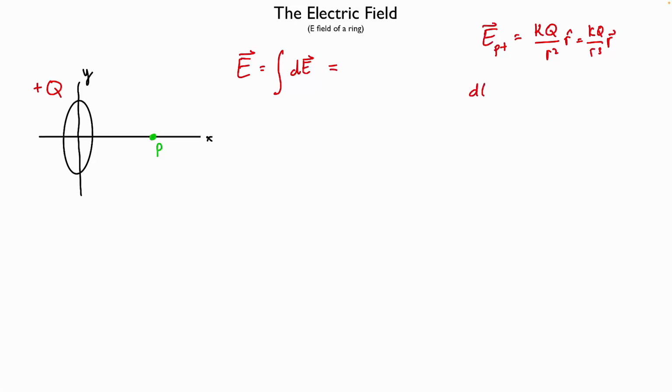But if I take a little tiny piece of the electric field, am I taking a little tiny piece of k? It's a constant. No. Am I taking a little tiny piece of R? No. What am I taking a little tiny piece of? Q. It's a little tiny piece of charge, isn't it? So my dE is going to be k dQ over R cubed R vector. And now, what's the issue? What's dQ?